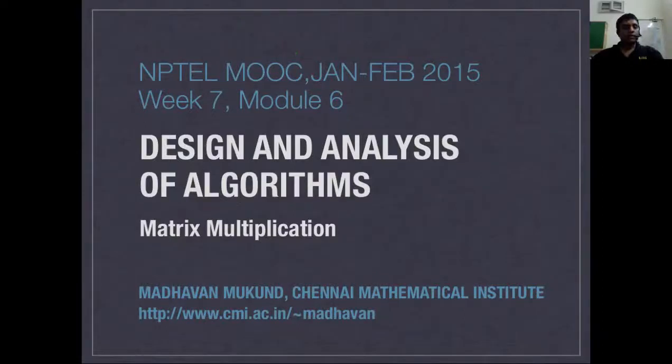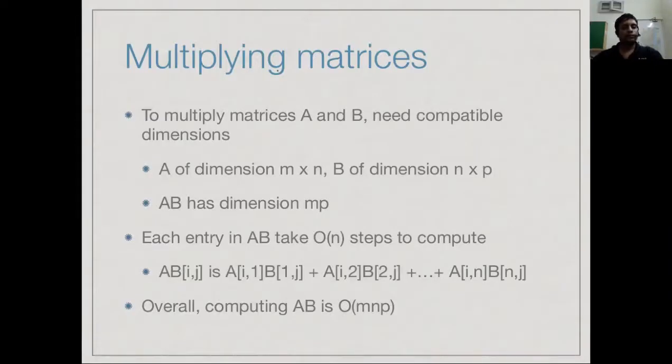So for our last example of dynamic programming for this week, we look at the problem of efficiently multiplying a sequence of matrices. As you probably know, to multiply two matrices A and B, you need compatible dimensions. So if we have A and B, then the number of columns in A must match the number of rows in B.